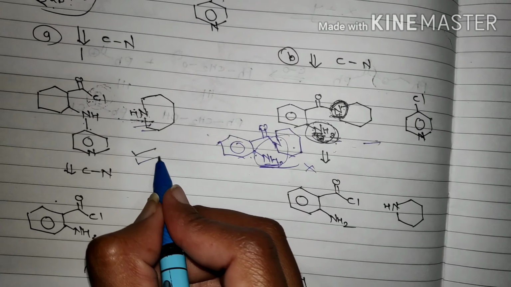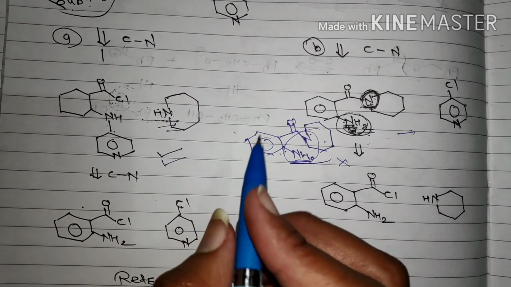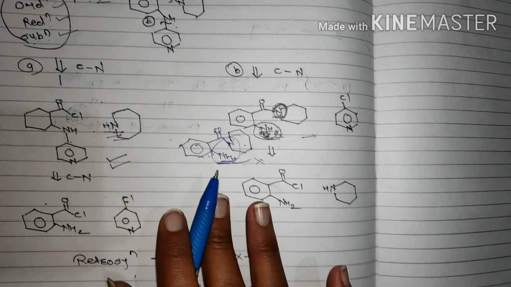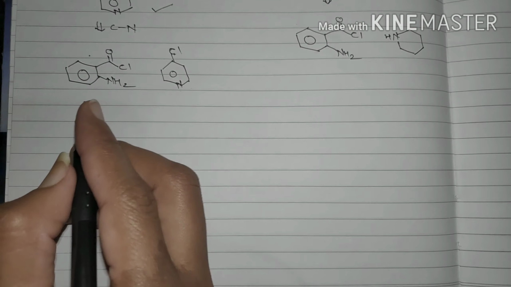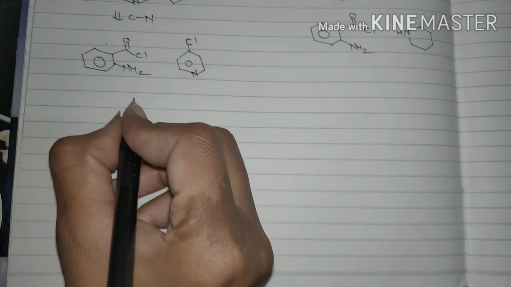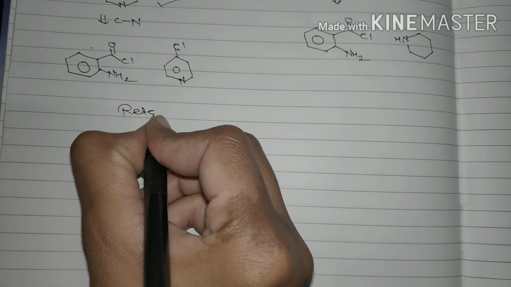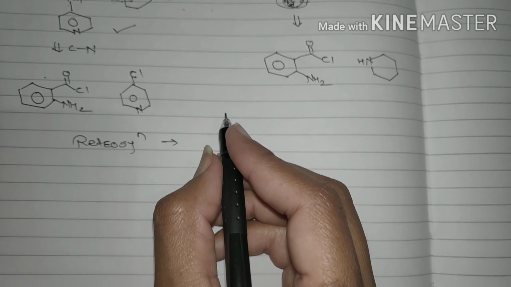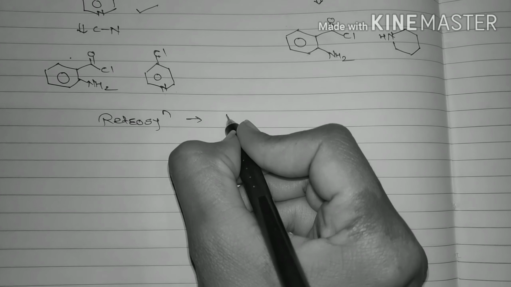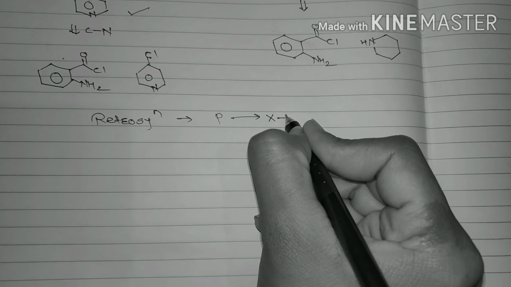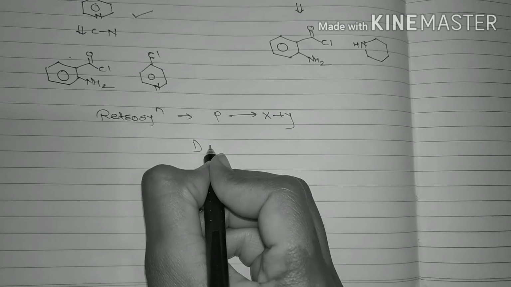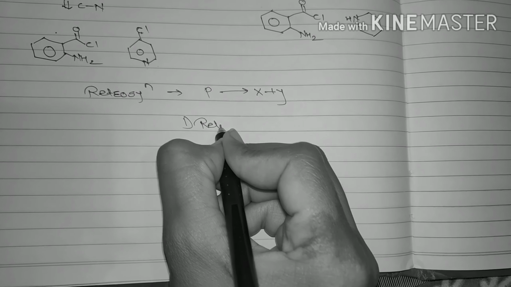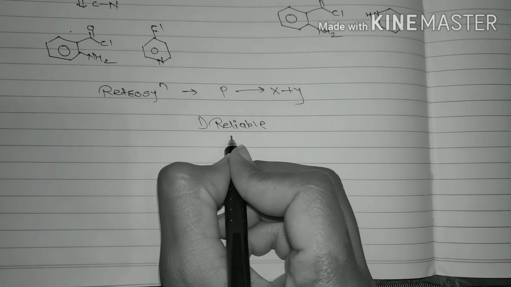It is a reliable route. So this is the retrosynthetic analysis. Simply, what we see in retrosynthesis: firstly, it goes from product to reactant. Second, for breaking or disconnection, firstly we see the reliable reaction.